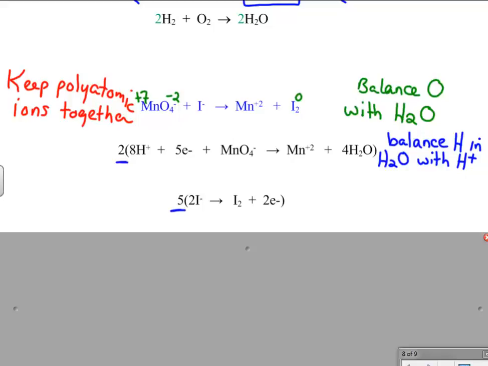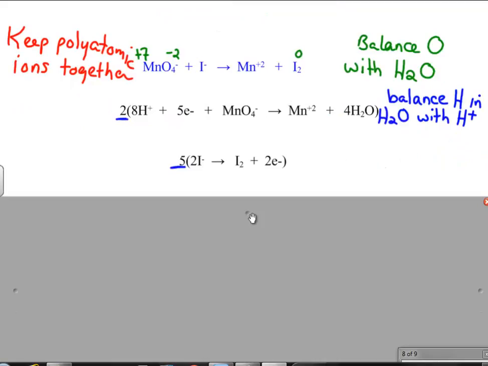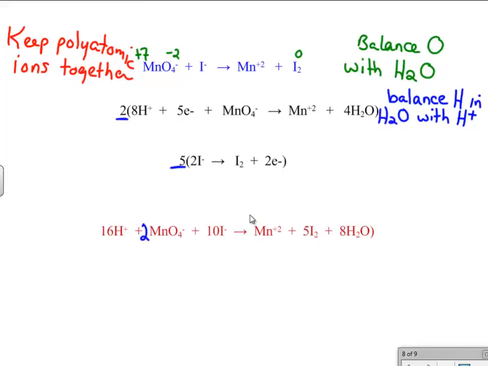I want my electrons in each reaction to balance, so I'm going to multiply the top half reaction by 2, the bottom half reaction by 5, and then I'm going to be able to add them together so my electrons will cancel. So I end up with 16 hydrogen ions, 2 permanganate ions, 10 iodide ions, 2 manganese ions, 5 iodines, and 8 waters. It's a balanced reaction.